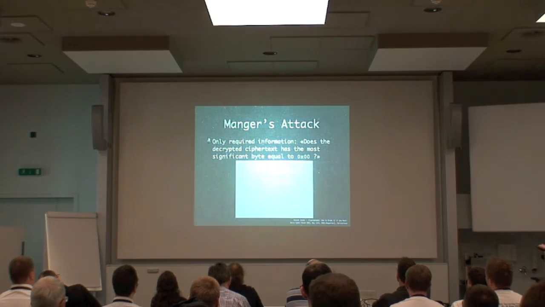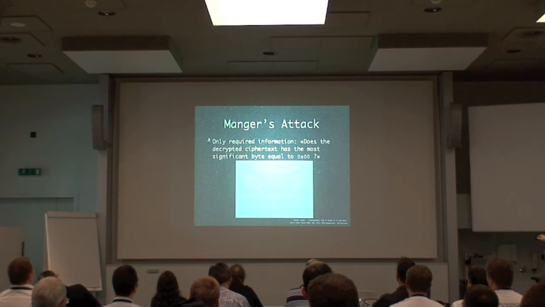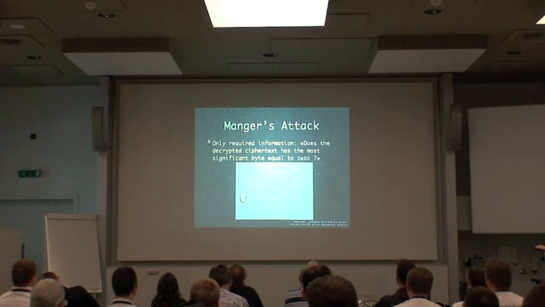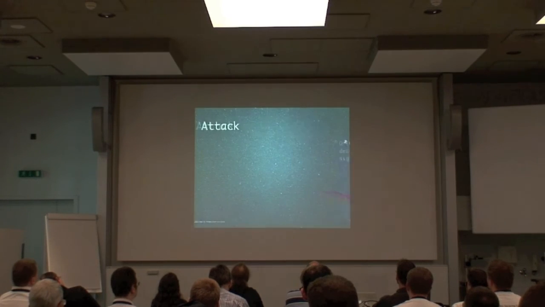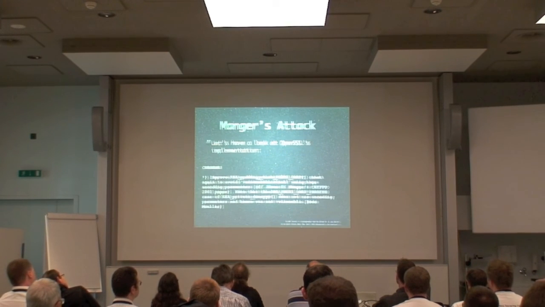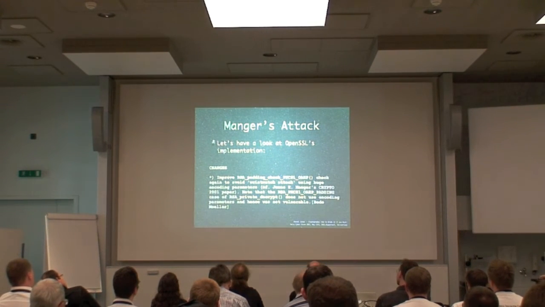So the only required information is whether the decrypted ciphertext has a most significant byte equal to 0. This is a very complicated RSA-OAEP scheme, but the only thing we need to know is whether this byte of the plaintext is 0 or not. So it's a simple check in software. And if I have this information, this byte is 0 or this byte is not 0, I could obtain it through error messages, timing, or anything else. Then you will be able to decrypt any ciphertext.